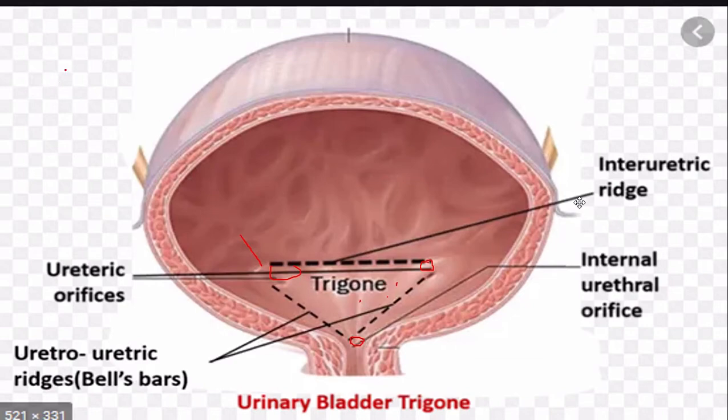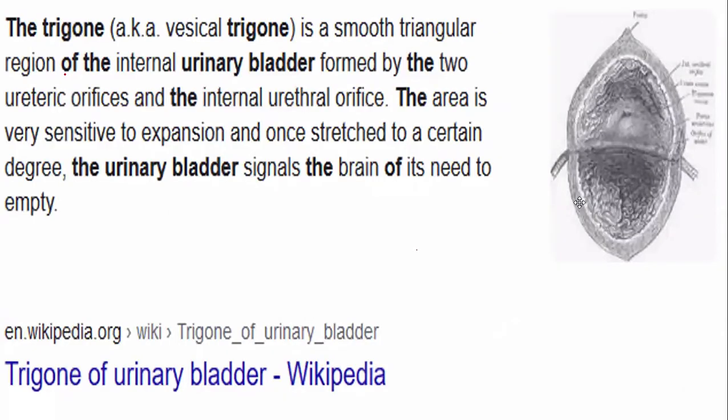So the trigone, therefore, is a smooth triangular region of the internal urinary bladder formed by the two ureteric orifices and the internal urethral orifice. The area is very sensitive to expansion, and once stretched to a certain degree, the urinary bladder signals the brain to void. So don't forget about that trigone. That's very important.